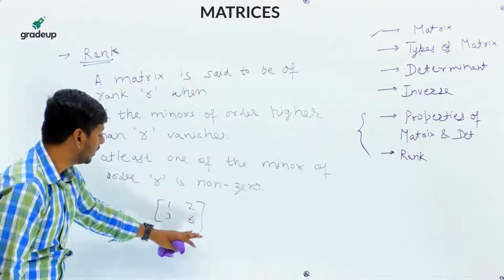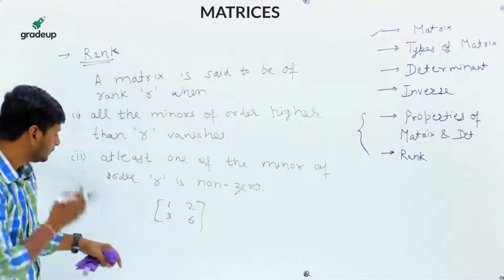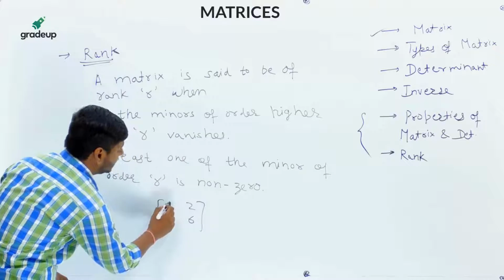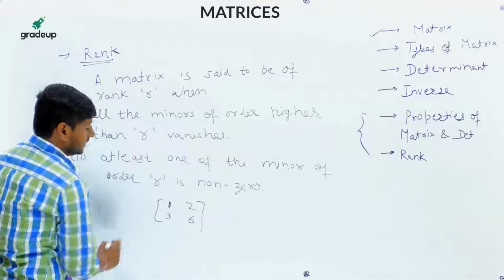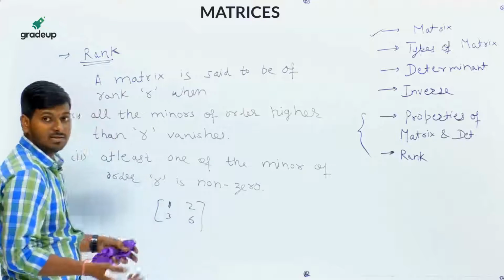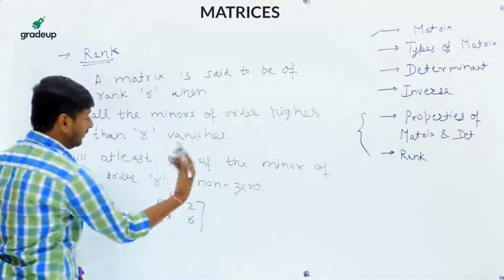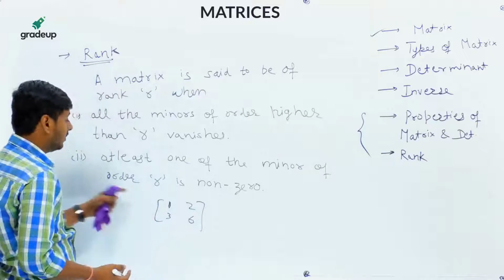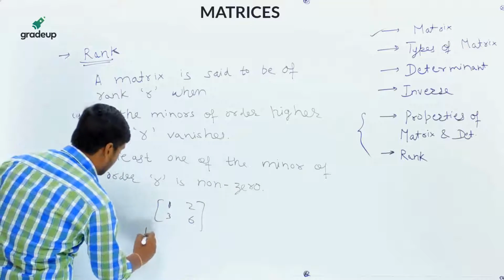So the first condition is that all the minors of order higher than r vanish. If order 2 vanishes, then we will move towards order 1. Now the minor of order 1, that is 1 cross 1, minor of 1 is 6, that is non-zero, while the minor of order 2 is 0 and the minor of order 1 is non-zero. So the rank of this matrix is 1.